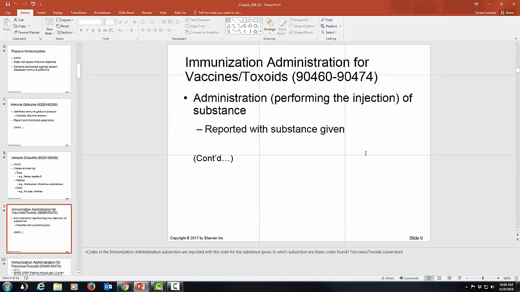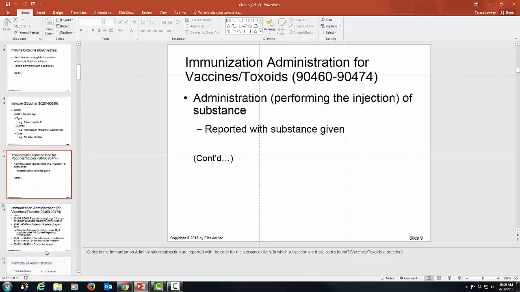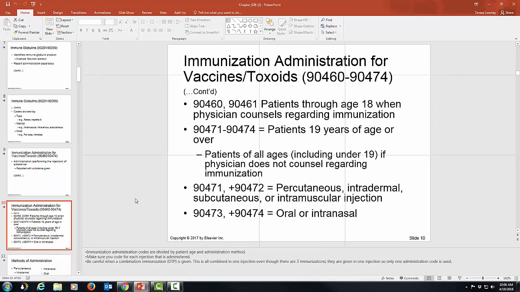The immunization administration for both of those is reported with the substance given, but you need to pay attention to those immunization codes, okay? So for patients through the age of 18, a lot of you want to work in pediatric practices, you're going to use 90460 and 61. For a patient that's 19 years of age or older, 90471 through 74. Patients of all ages, including those under 19, if the physician does not counsel regarding the immunization.